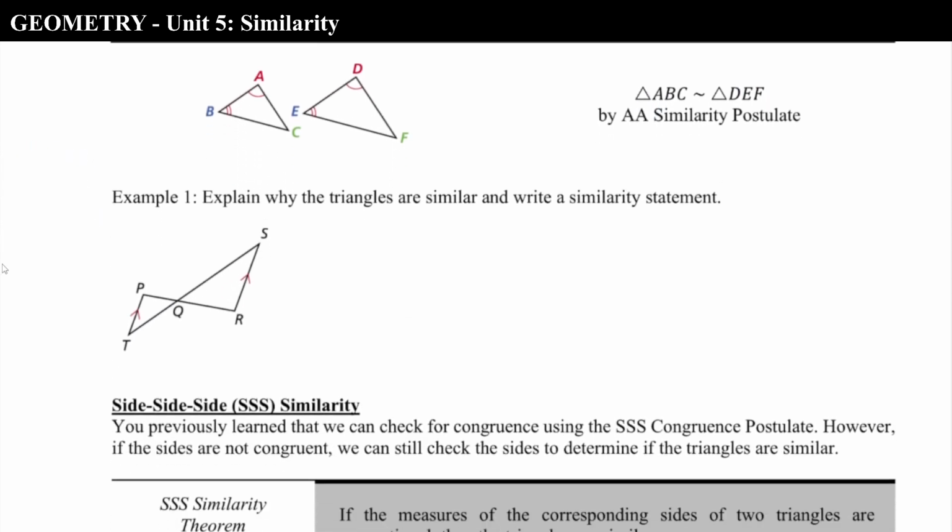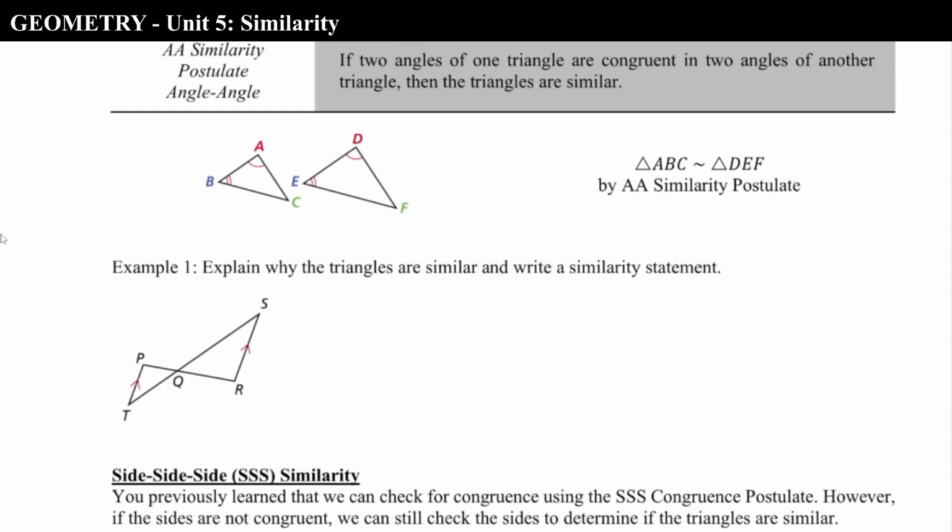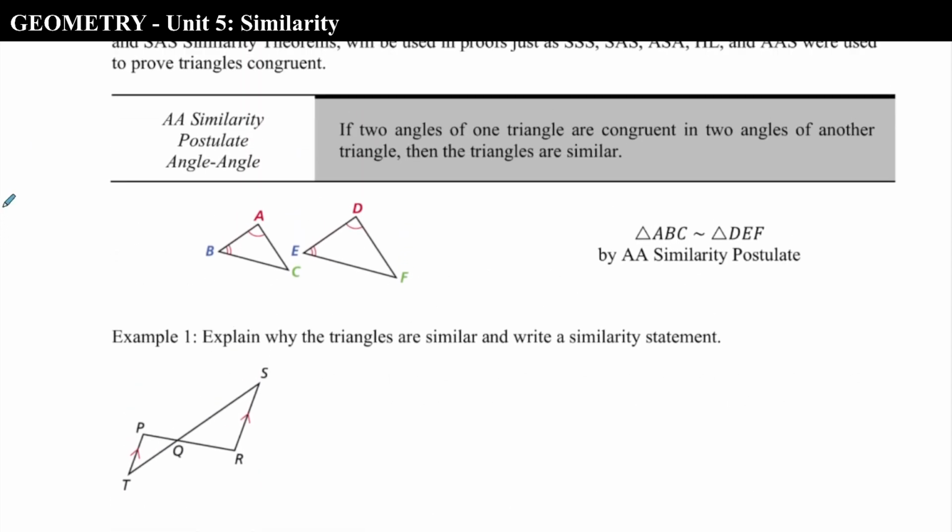So in example 1 here, we're going to explain why the triangles are similar, and we're going to write a similarity statement. So since we know that we have vertical angles here at Q, we know that these angles are going to be congruent. So that's our first set. Now we need a second set.